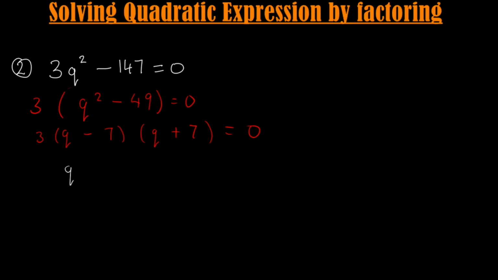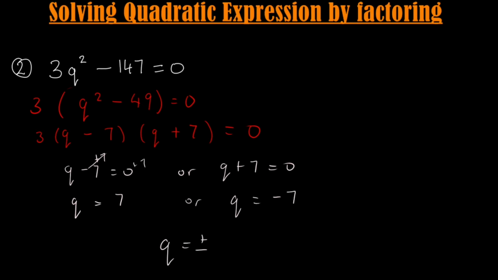Now that we have factorized, we're going to go ahead and solve for our unknown. So q minus 7 is equal to 0, or q plus 7 is equal to 0. So q is equal to positive 7. We want to get rid of the minus 7, so we add 7 on both sides. Or q is equal to negative 7. So the value of q is either positive or negative 7.